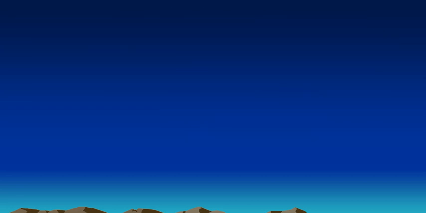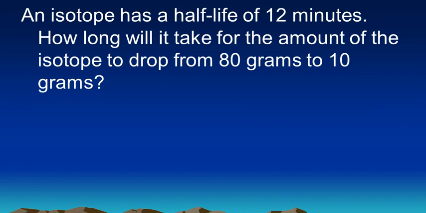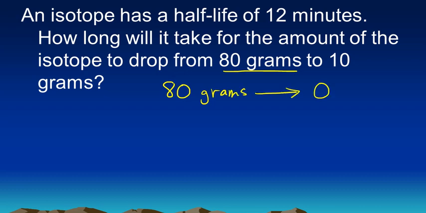Here's another example. It says an isotope has a half-life of 12 minutes. How long will it take for the amount of the isotope to drop from 80 grams to 10 grams? So once again, we're going to make a diagram. We always start with time 0. Our original amount is 80 grams. So we start with 80 grams at time 0. Our unit seems to be minutes this time, so we'll say 0 minutes.